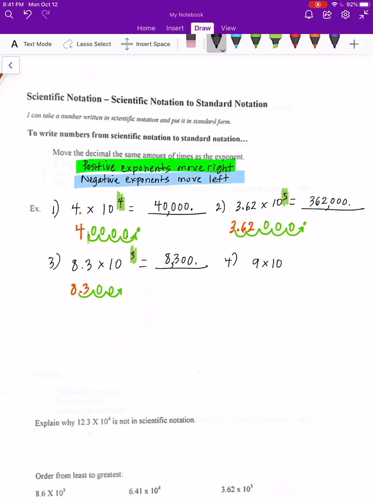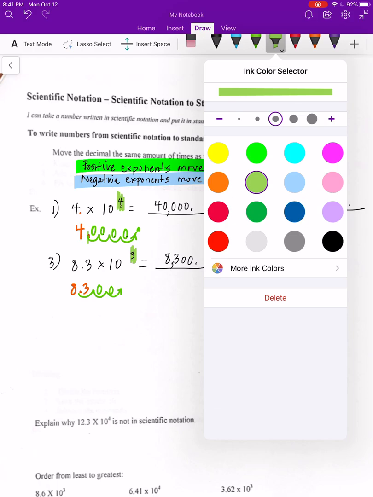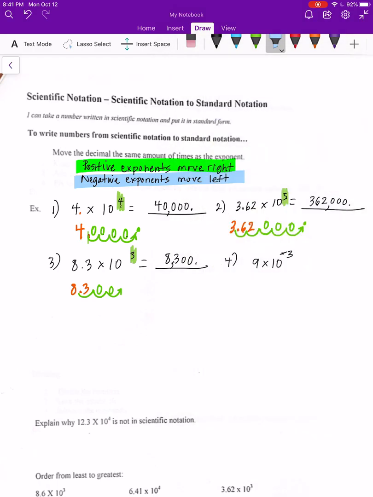9 times 10 to the negative 3rd. So now this negative is where it screams to me, to the left, to the left. That means move it to the left. So keep that in mind. That negative, when you see it, means move it to the left.